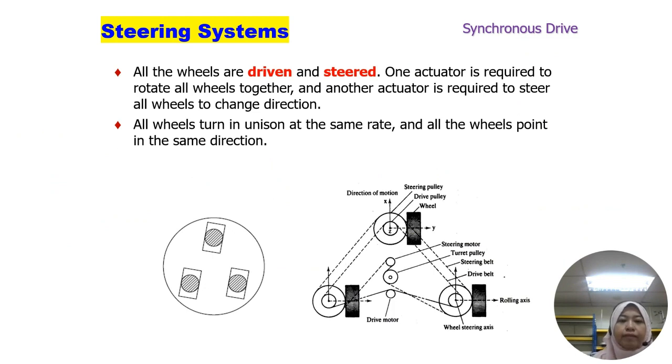So ini adalah contoh robot yang menggunakan 3 tayar dan dia bersambung dengan satu motor. So ketiga-tiga ni adalah aktif dan juga ketiga-tiga ni adalah active steering dan juga active driving. Dan velocity dia ataupun kelajuan dia untuk ketiga-tiga tayar ini adalah sama.